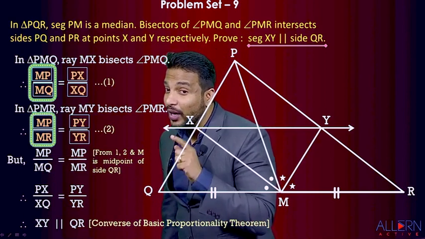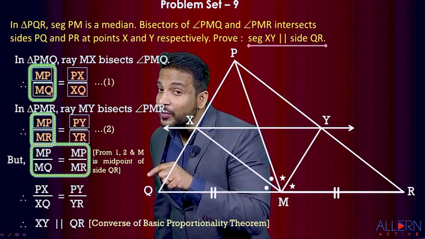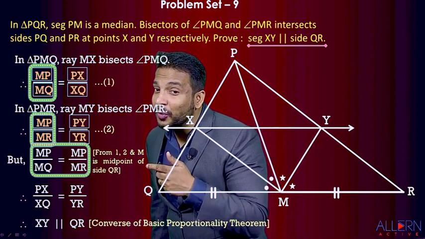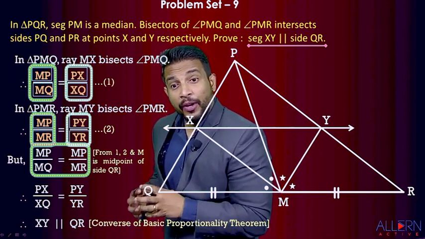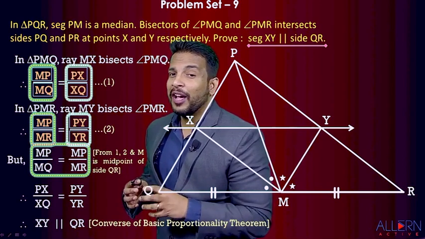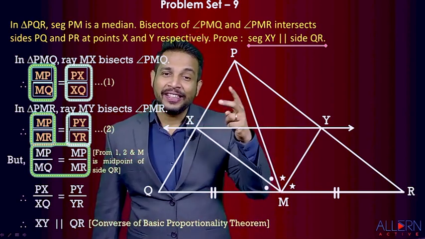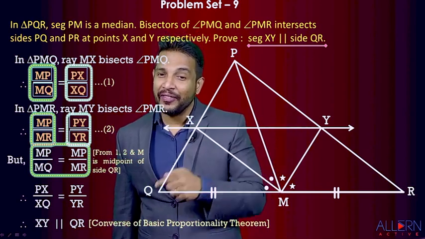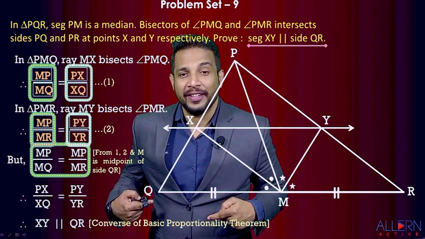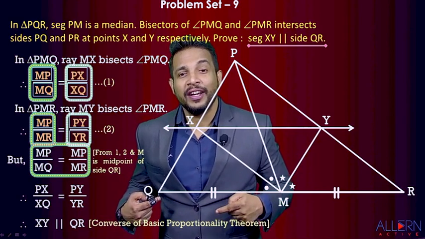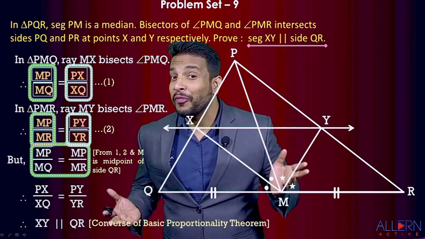Left hand sides are equal. We got it here. That means the right hand sides are also equal, and that is what we are writing. These right hand sides are equal. So we got PX upon XQ is equal to PY upon YR. And if we get these ratios equal, as they have written there, we can write that XY is parallel to QR. And the reason is, as written there, converse of basic proportionality theorem. Wasn't that easy? Beautiful. Very easy, right?